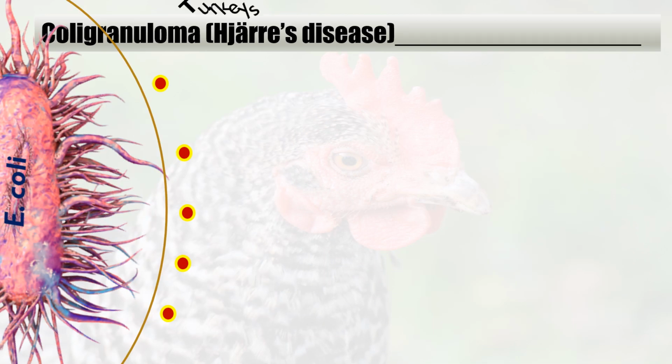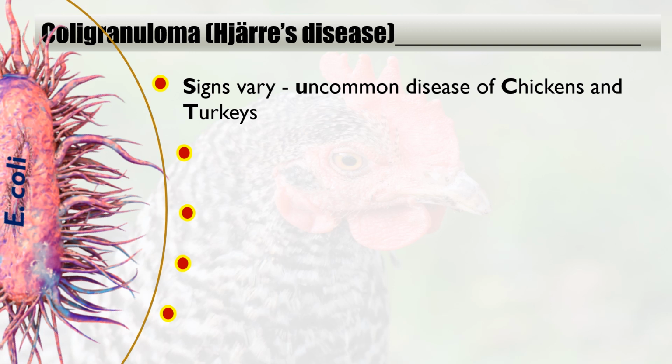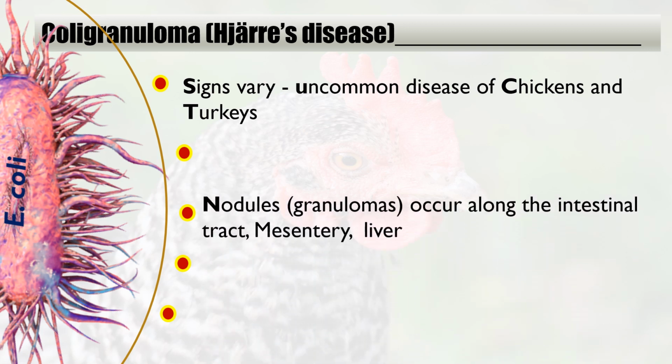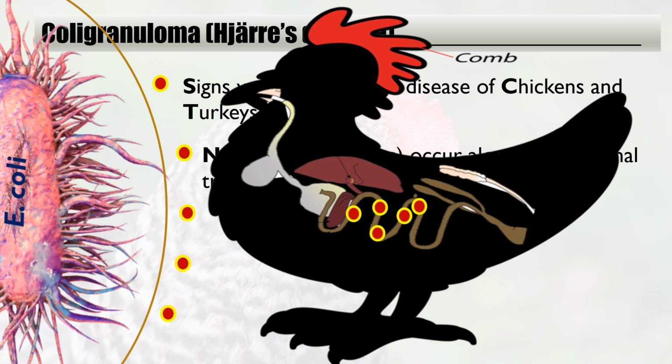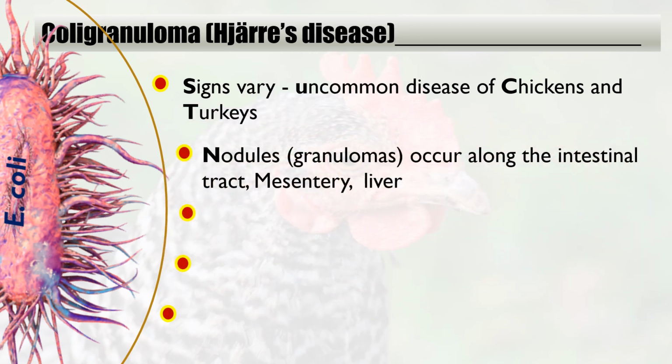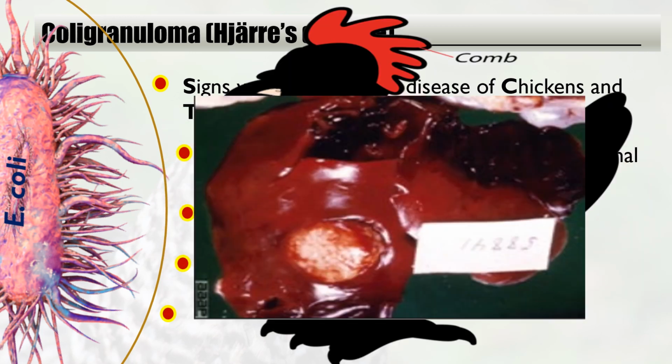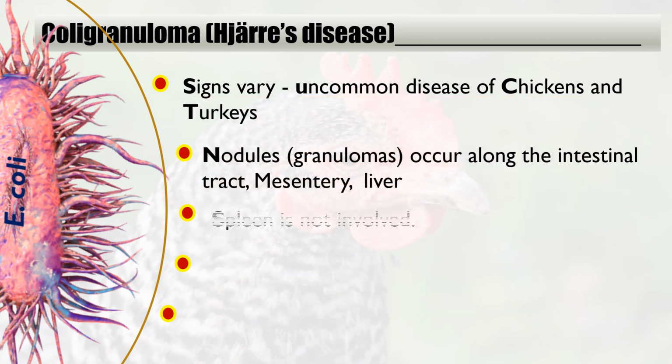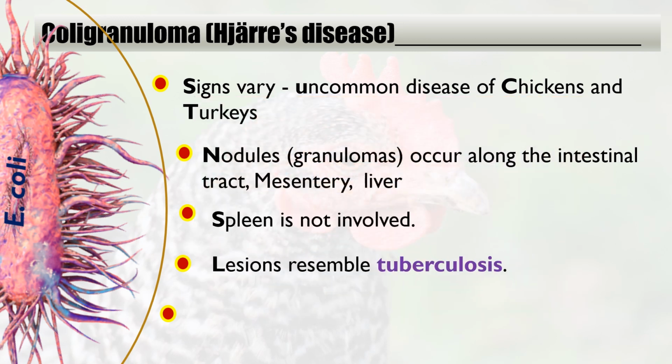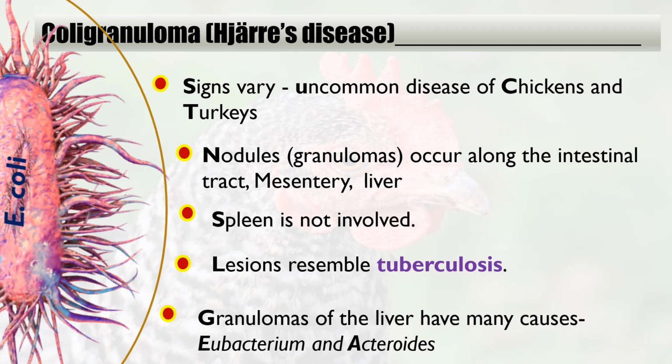In coligranuloma, signs vary in this uncommon disease of chickens and turkeys. Nodules, granulomas, occur along the intestinal tract and mesentery and in the liver. The spleen is not involved. The lesions resemble those of tuberculosis. Granulomas of the liver have many causes including the anaerobic Eubacterium and Bacteroides.